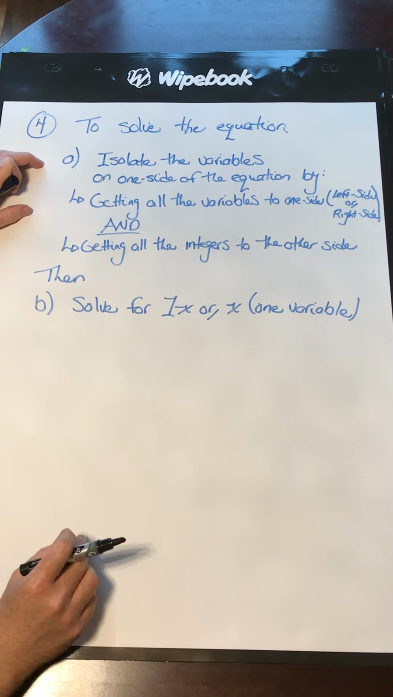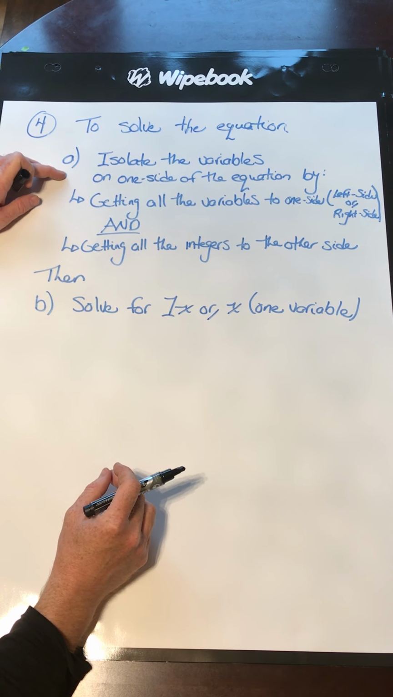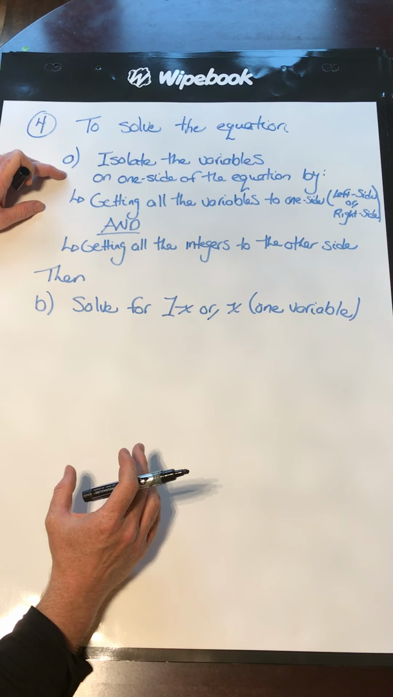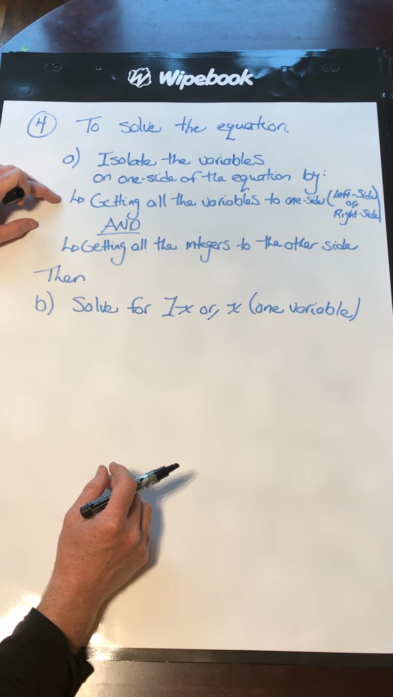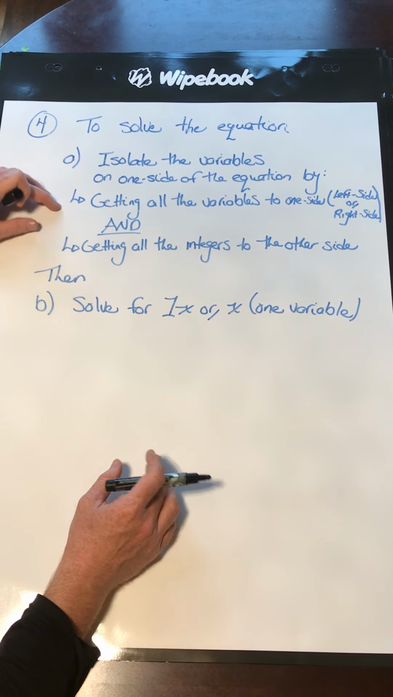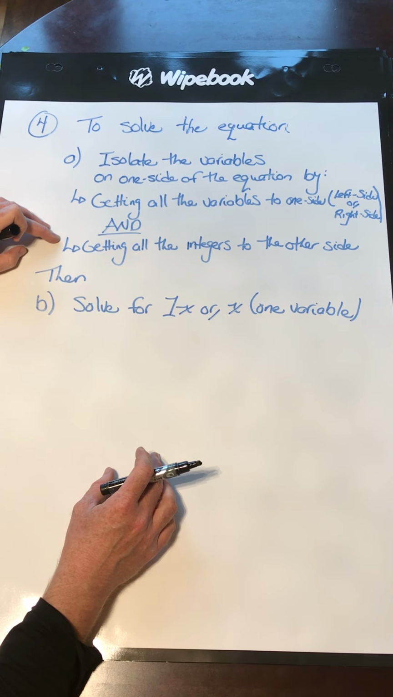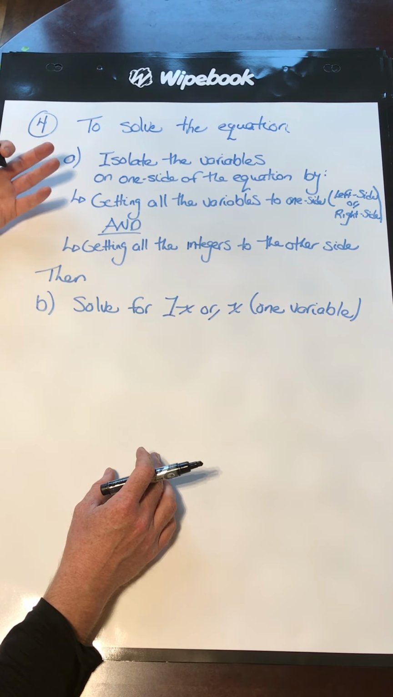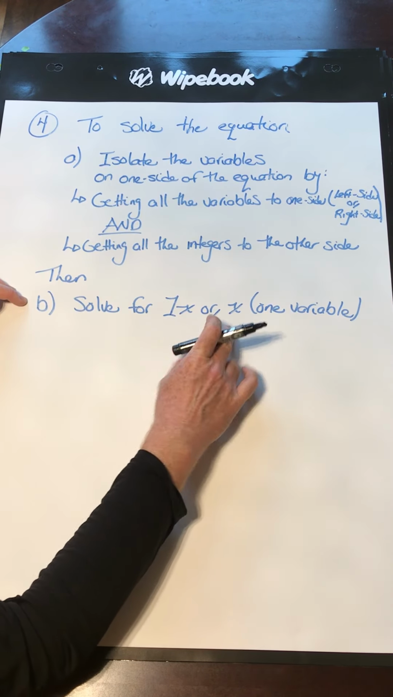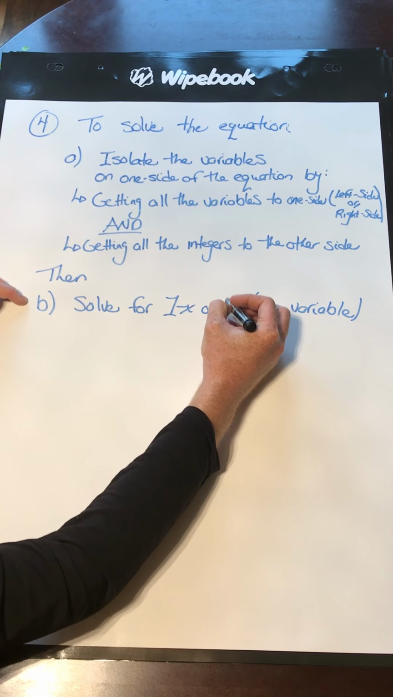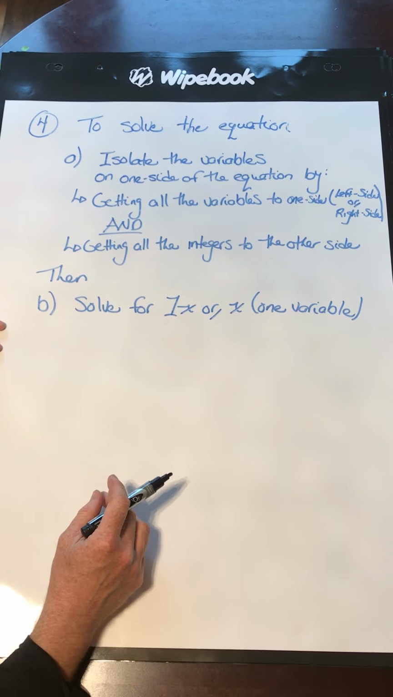And the last thing that will be the same is that to solve the equation, we want to isolate the variables. So instead of isolating the x tiles, we're going to isolate the variables on one side of the equation by getting all the variables to one side. Could be the left side or it could be the right side. And we want to get all the integers to the other side. So once we have all the variables on one side and all the integers on the other side, then we can solve for 1x or x, and this is the same. Okay, there's an assumed 1 there, and we want to solve for one variable.